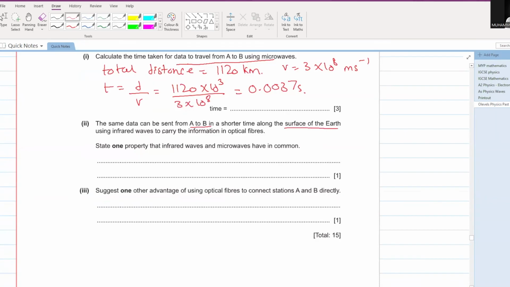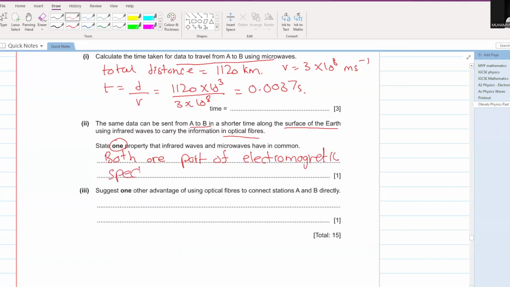Then the same data can be sent from A to B in a shorter time along the surface of the earth, using infrared waves to carry the information in optical fibers. Perfect. State one property that infrared and microwave have in common. Both are electromagnetic waves. Both are part of electromagnetic spectrum. ये लिख दो. Both are part of electromagnetic spectrum. Perfect.